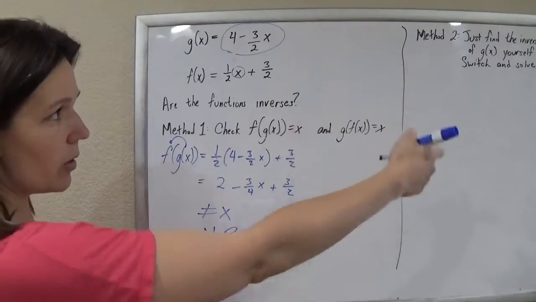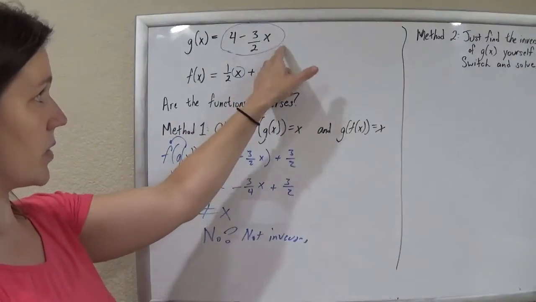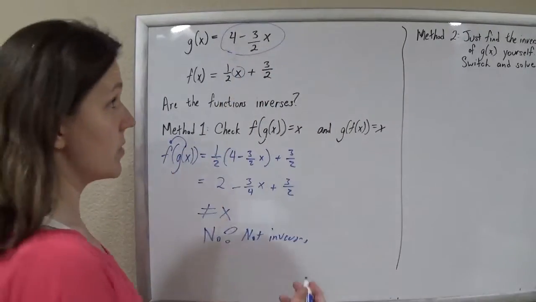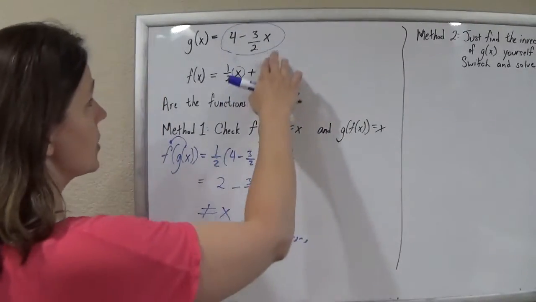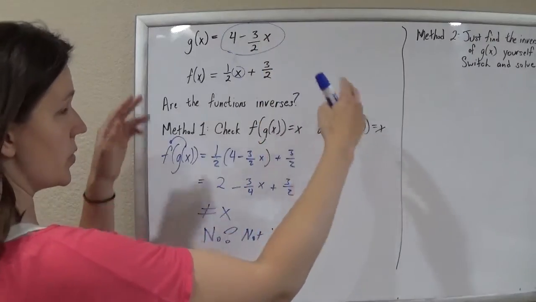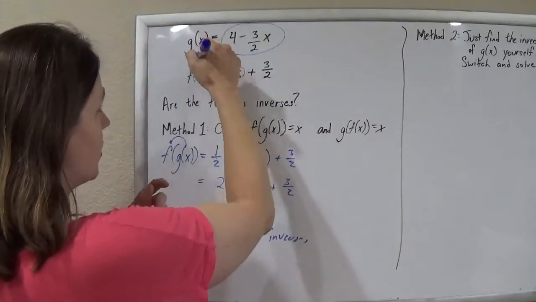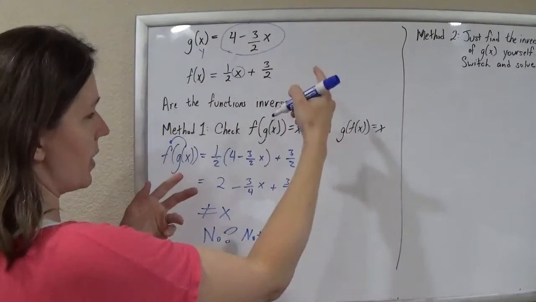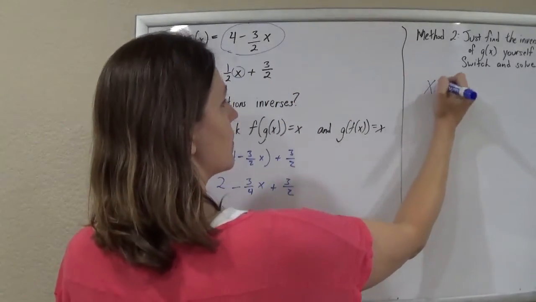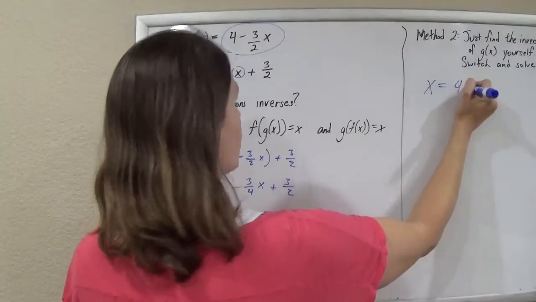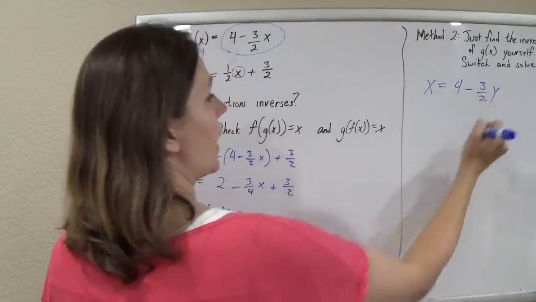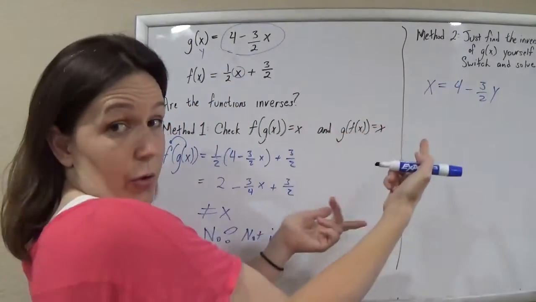So method 2, we could have just found the inverse of g of x. So let's find out what the inverse of g should have been. By an inverse, you just switch the x and the y. So basically here you have y equals 4 minus 3/2 x. So when I find my inverse, I'm going to say x equals 4 minus 3/2 y. And then just solve for y.